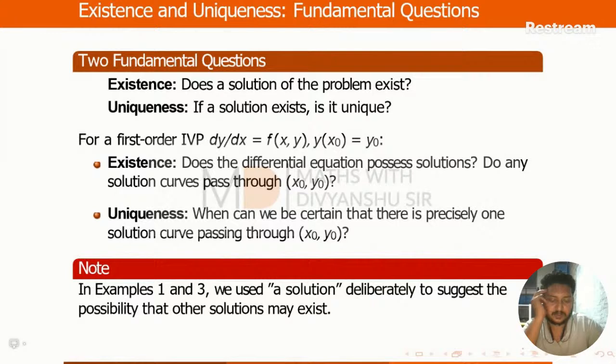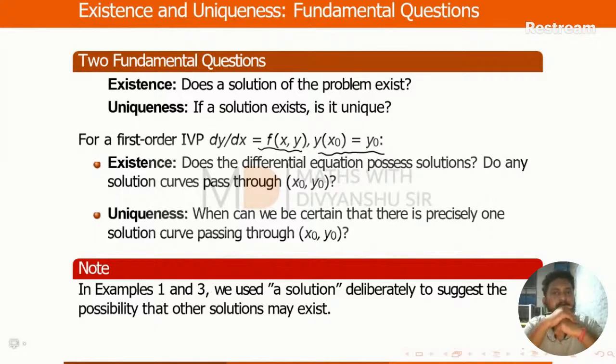First of all, I need to explain to you existence of solution. Does a solution of the problem exist? Uniqueness: if a solution exists, is it unique? So in the first order initial value problem dy by dx is basically equal to f of x comma y, and the notation is y of x0 is equal to y0. That is the notation of the initial value problem.